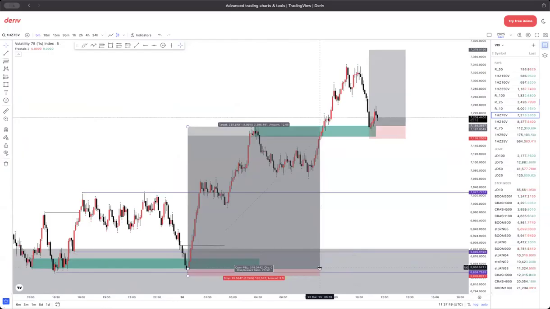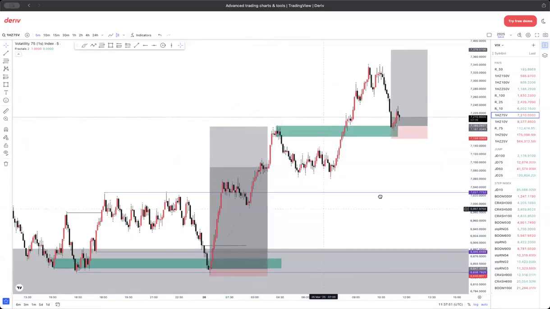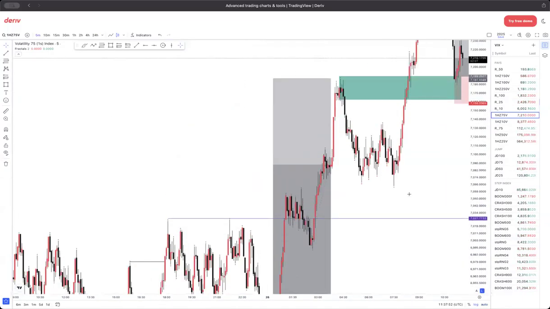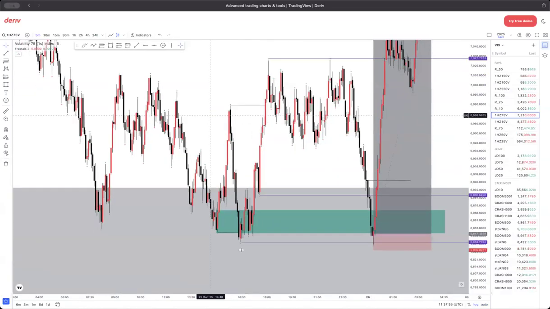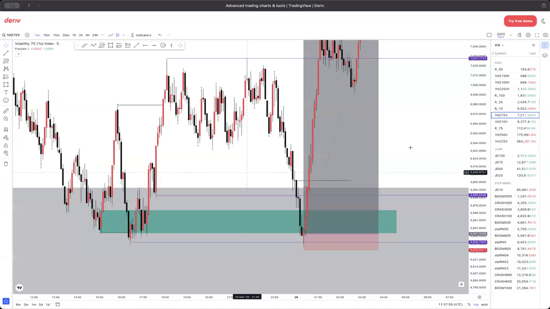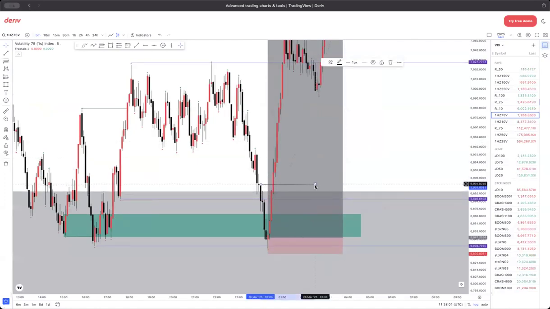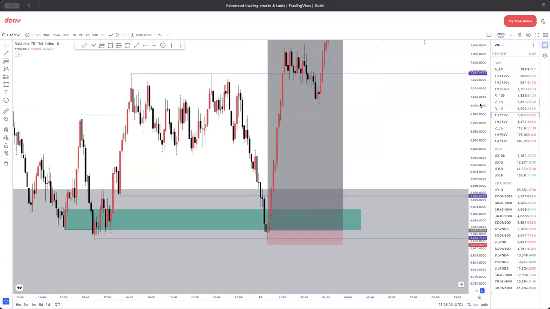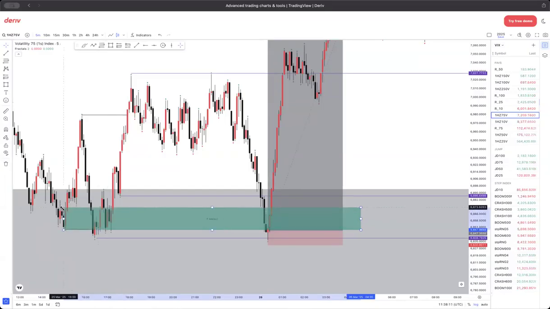So once you've been able to do that, you now mark out your 5 minutes POI or demand level. When we were talking about demand level, I told you that if there's a higher time frame demand level, there will surely be a 5 minutes demand level where you'll be able to catch that sniper entry. So you're taking your POI from here. What you're now concerned about is the sniper entry, your confirmation entry that will help you get that.